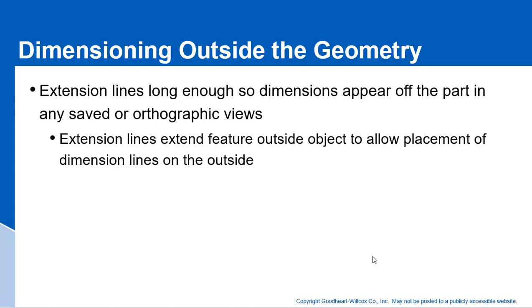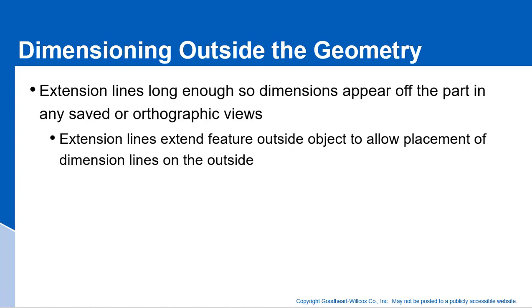Dimensioning outside the geometry: extension lines should be long enough so dimensions appear off the part. In any axonometric or orthographic views, extension lines extend features outside the object to allow placement of dimension lines. So that's what extension lines are for, and you want to be dimensioning off the object of the part.